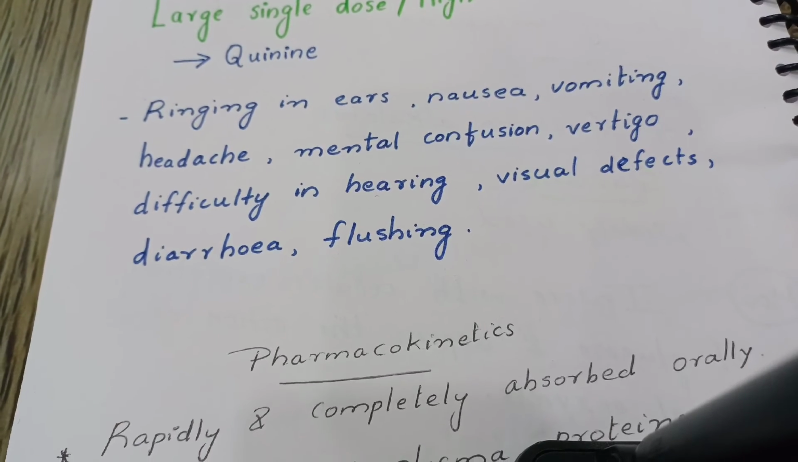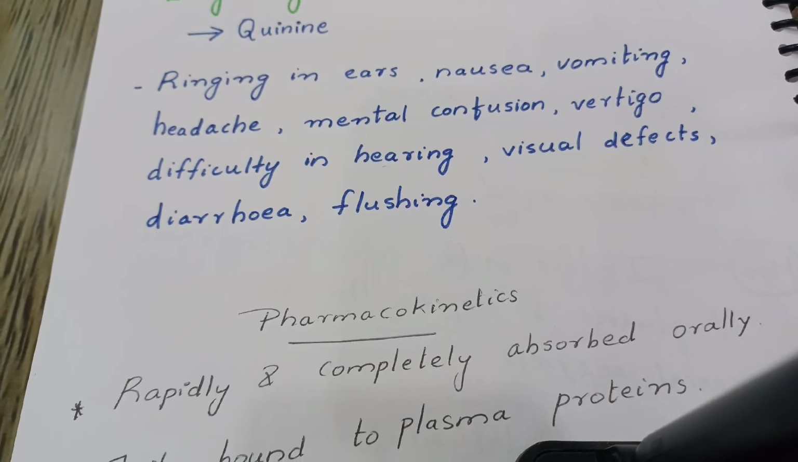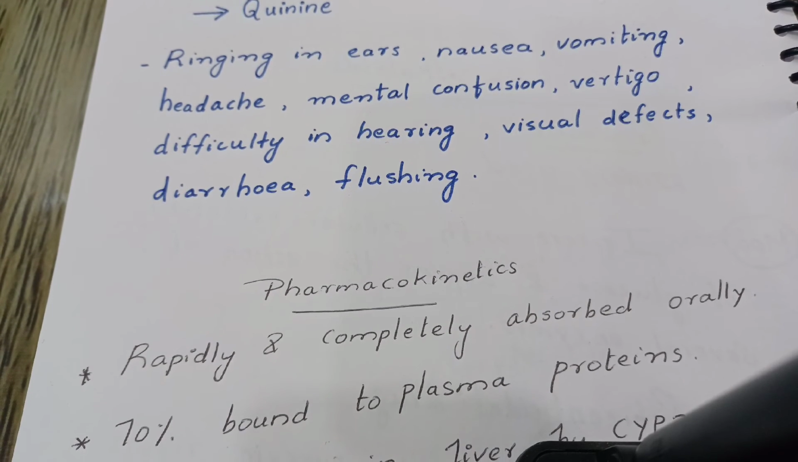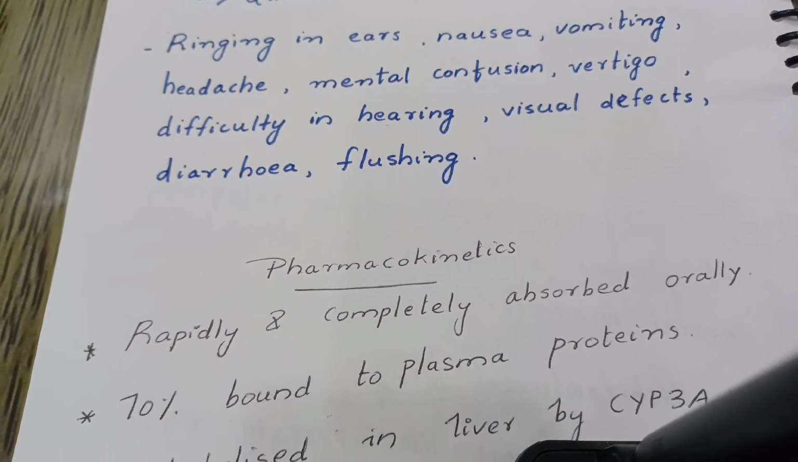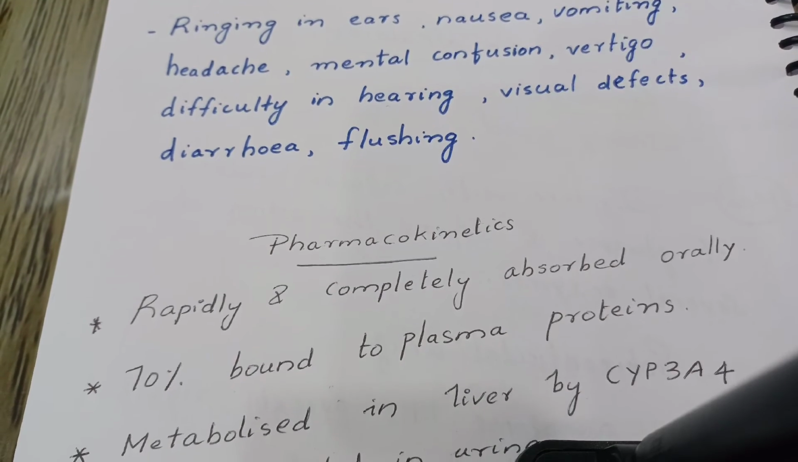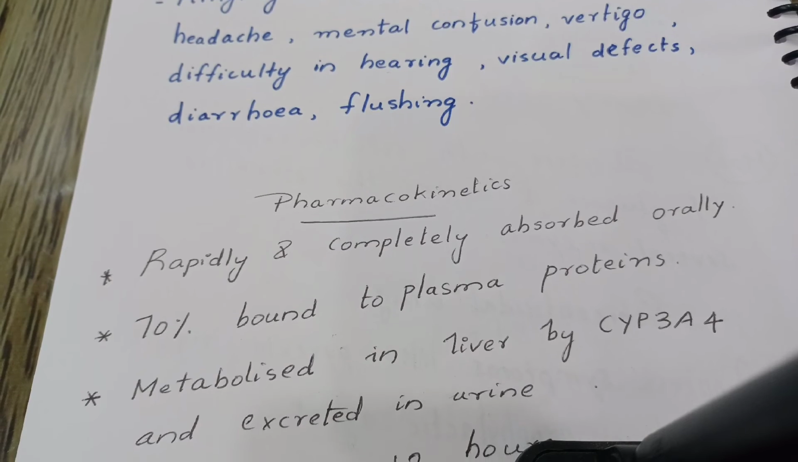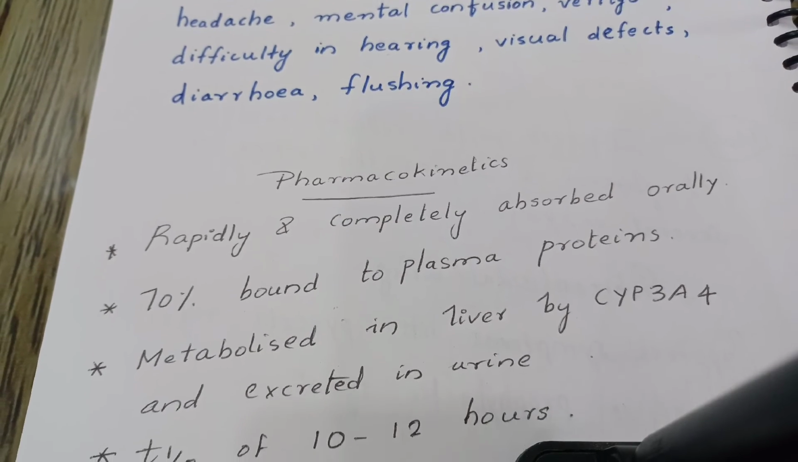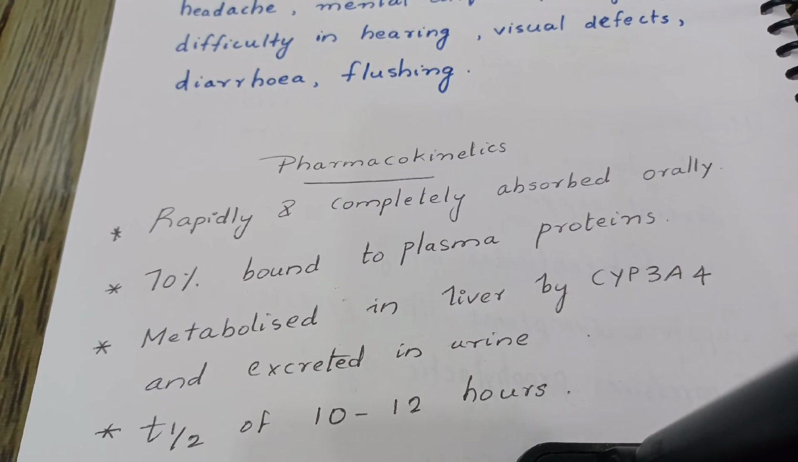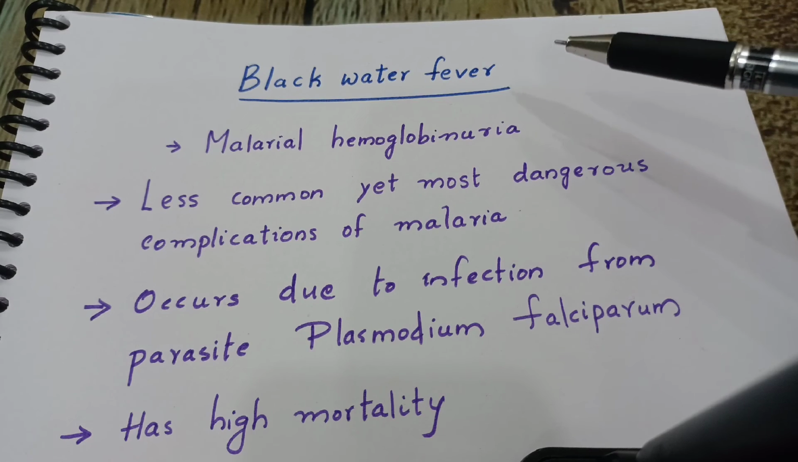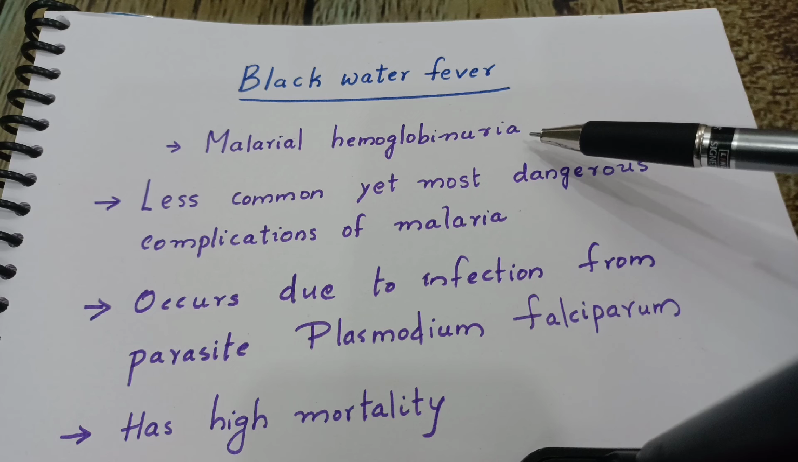Now, the pharmacokinetics of quinine: it is rapidly and completely absorbed orally. Quinine is 70% bound to plasma proteins. Quinine is metabolized in the liver by CYP3A4 and excreted in the urine. It has a half-life of 10 to 12 hours. Now let's discuss what is black water fever.